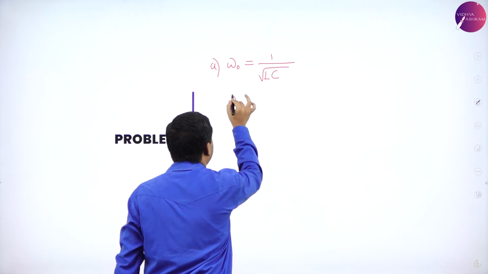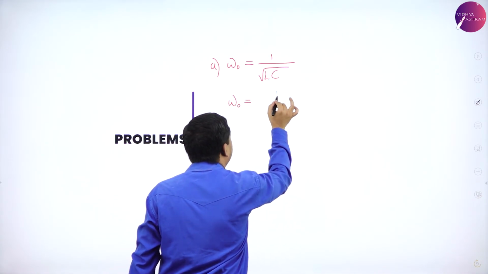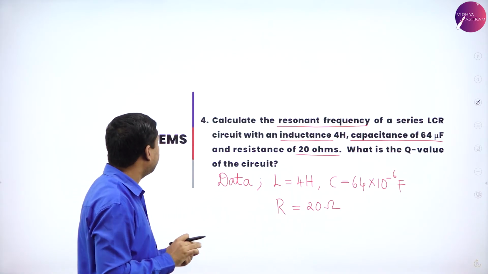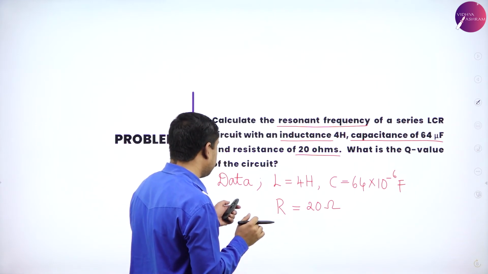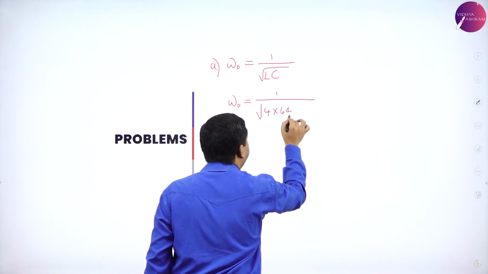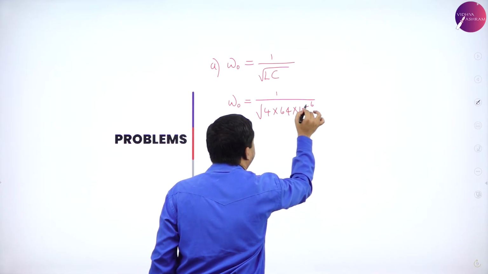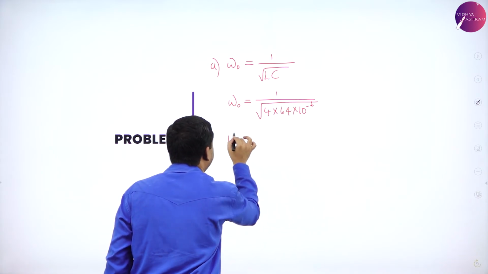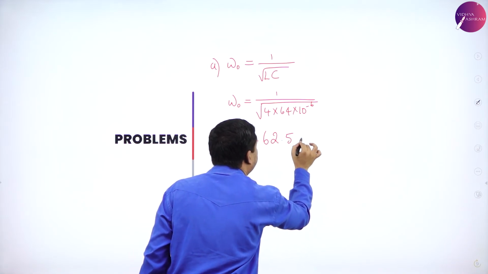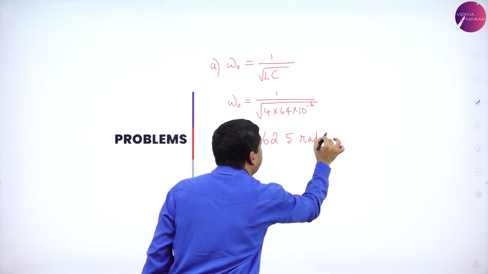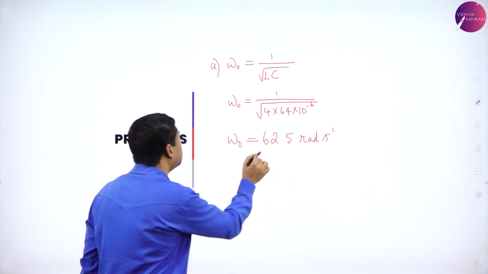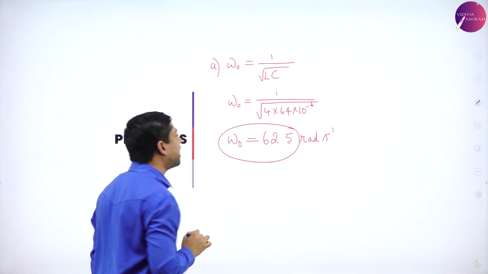So on substitution, this is 1 by root of, again L is 4 and 64, 4 into 64 into 10 power minus 6, and omega naught is 62.5 radian per second. So I have calculated the resonant frequency here.